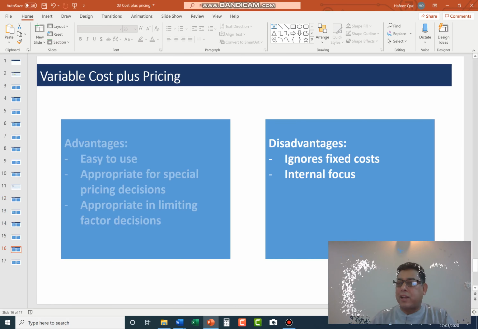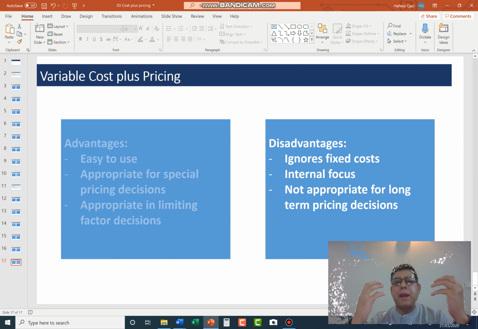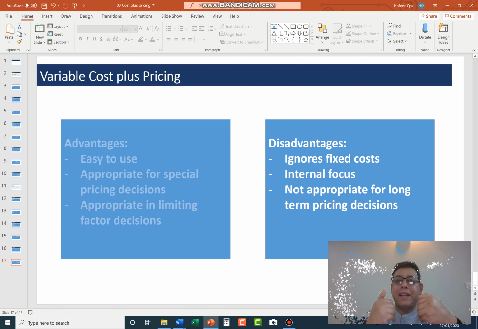Coming back to ignoring the fixed cost. Secondly, just like the full cost plus approach to pricing, its entire focus is internal as well. It is not appropriate for long-term pricing decisions. Why? The reason is that the price calculated based upon the variable cost plus approach is a lower price, and we simply cannot use it for strategic decisions when we are going to charge a lower price forever. It's not very suitable or economical.